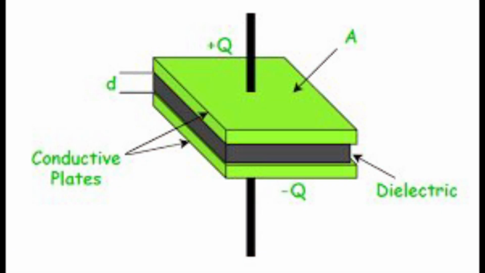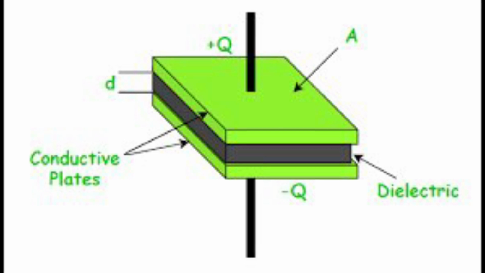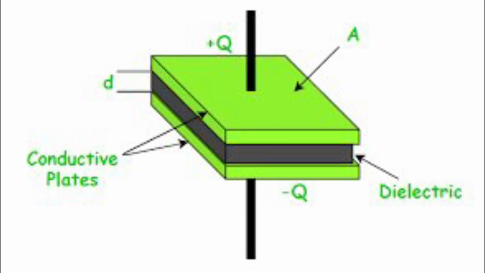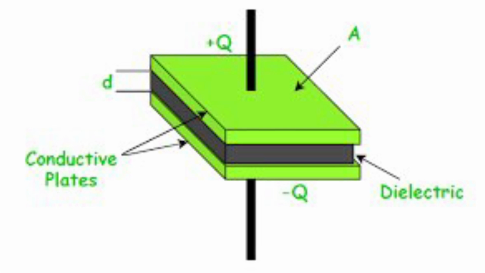Once voltage is applied to these plates, an electric field develops in the dielectric. This energy is then discharged from the capacitor, providing a power source to the circuit temporarily.